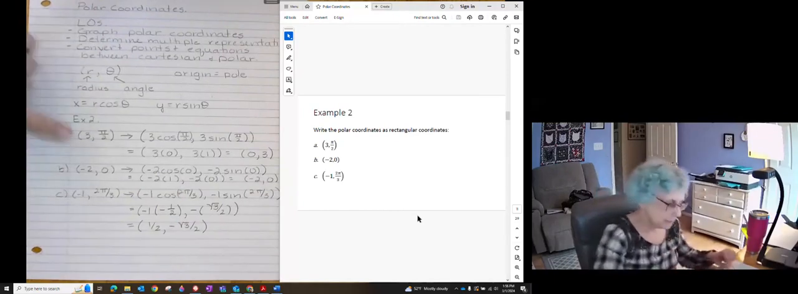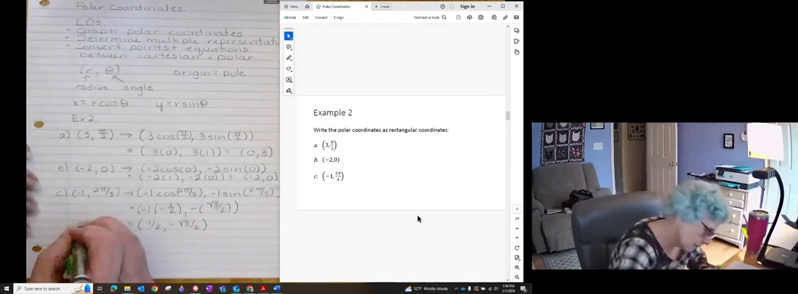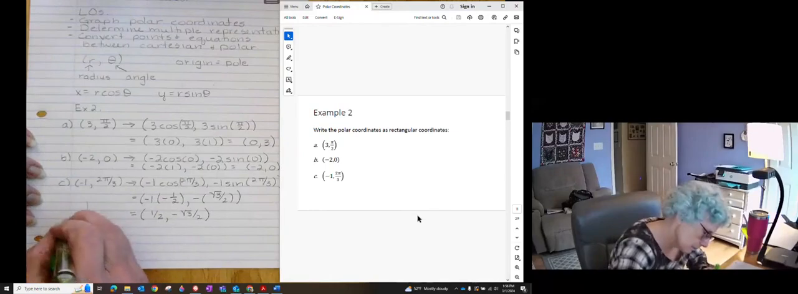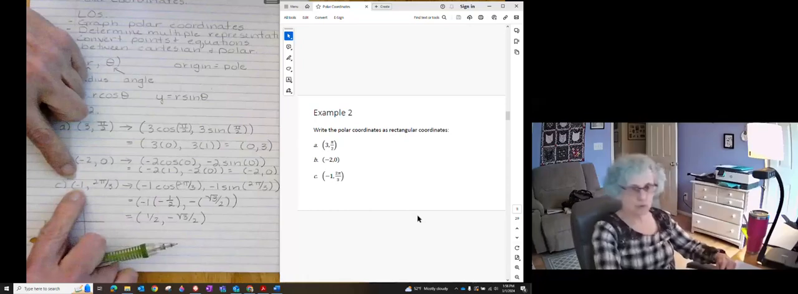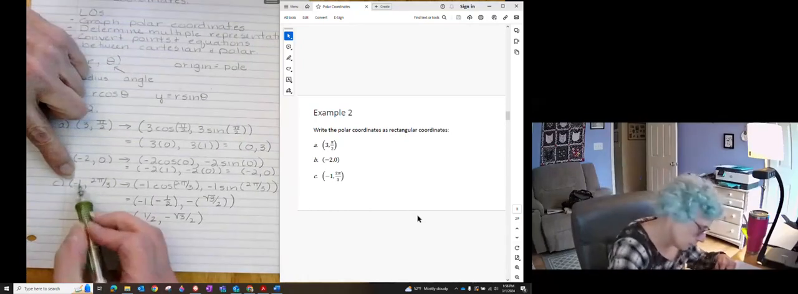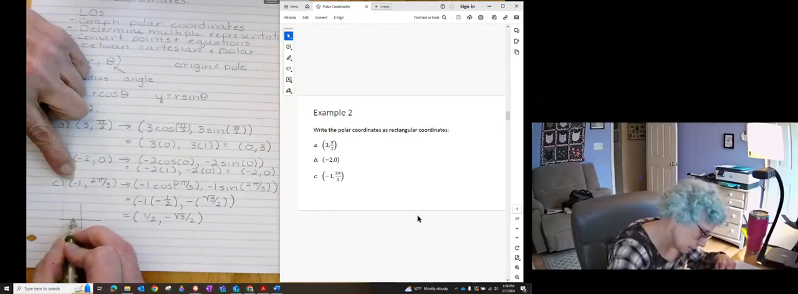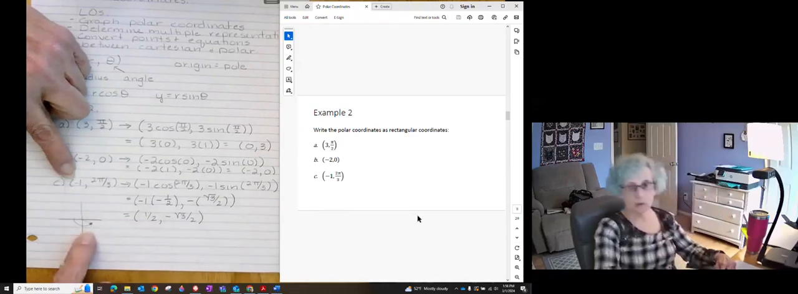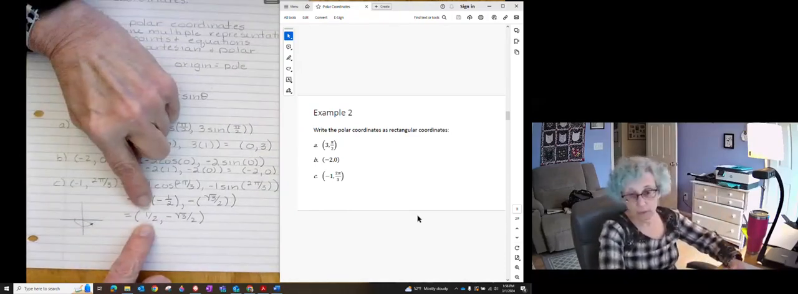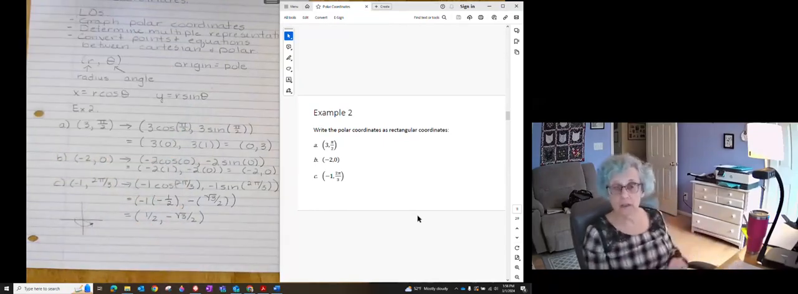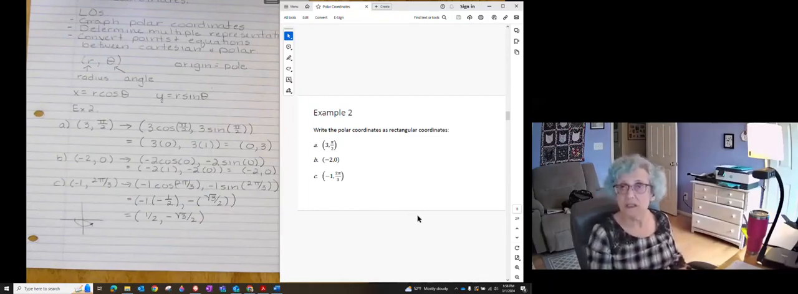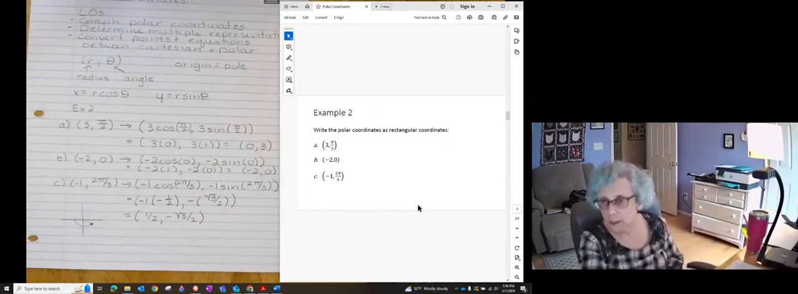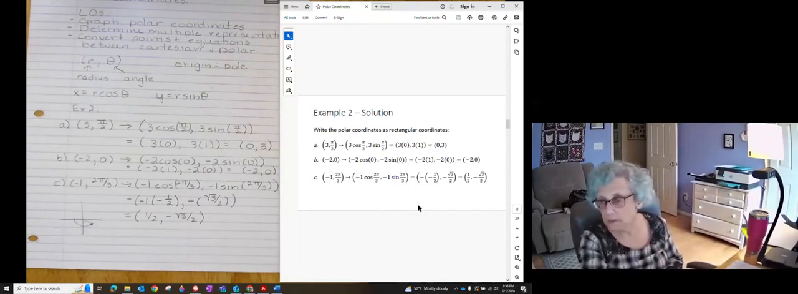And now let's think about this, because these two were really kind of obvious. If I were to graph this, I would move to the left 1 unit, and then I would move 2 pi over 3 in the positive direction, which would bring me over here into quadrant number 4, where the x-coordinate is positive and the y-coordinate is negative. So yeah, it makes sense. Good error checking. There's the pretty answers.